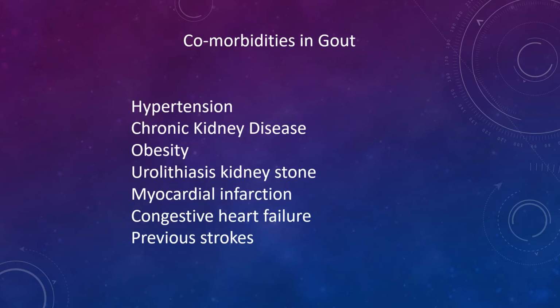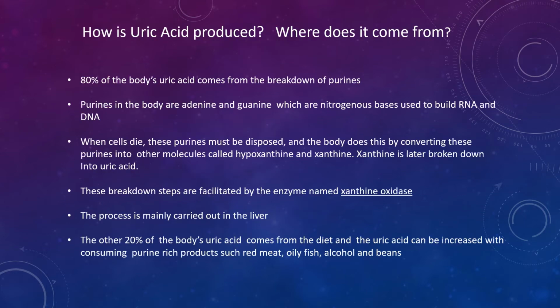Comorbidities, other conditions that can exist with gout, include hypertension, high blood pressure, chronic kidney disease, obesity, kidney stones, myocardial infarction, congestive heart failure, and previous strokes.